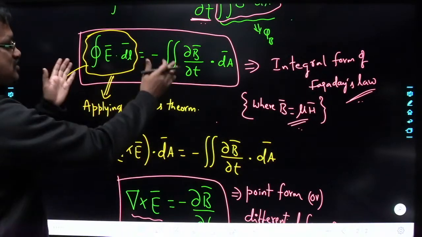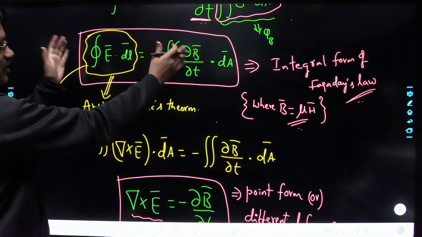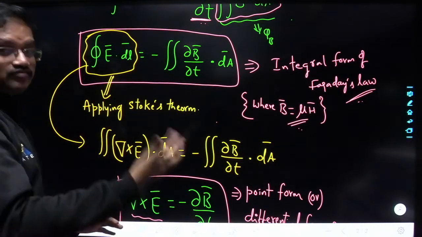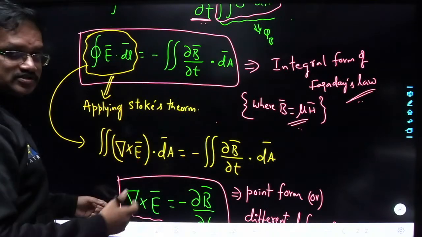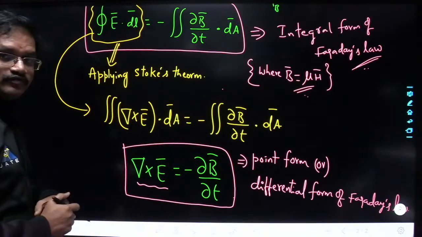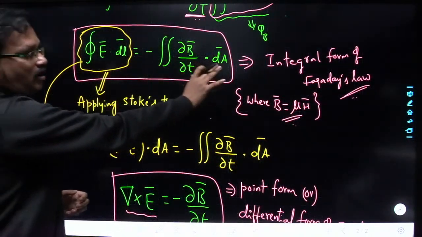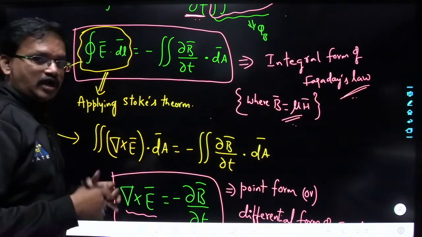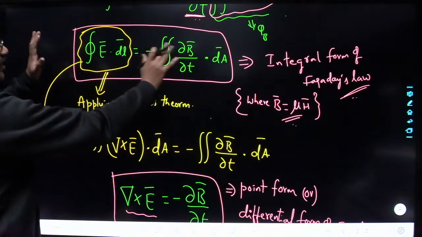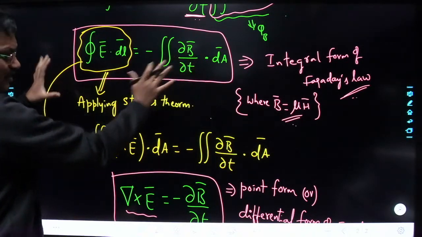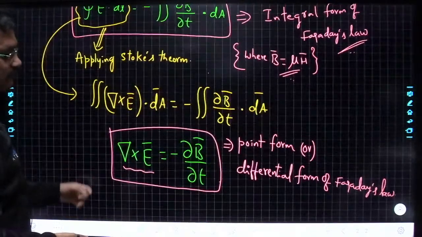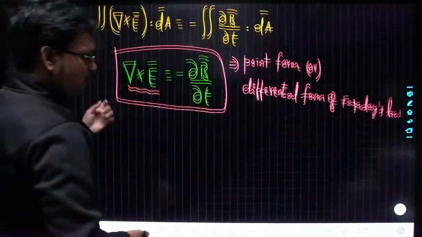So this is the main concept. If you understand the concept here, from this same concept we have just represented the same thing in another form. That's it. The concept is not going to change. So this is the point form or differential form of Faraday's law, and this is the integral form of Faraday's law. So in order to get the intuitive feeling of Faraday's law, you have to understand what this integral form means.